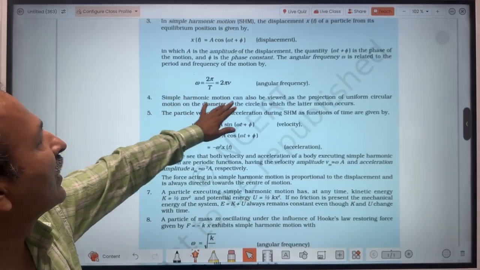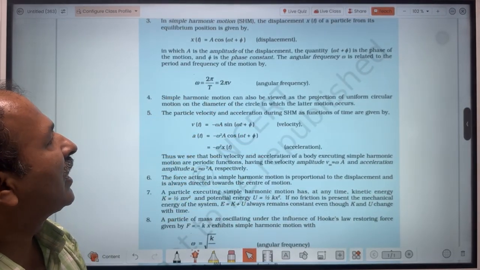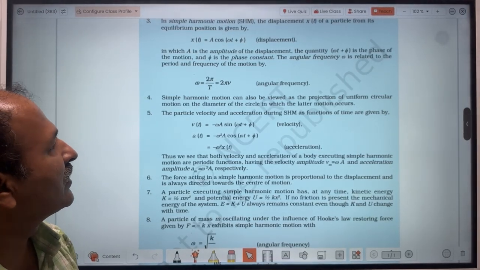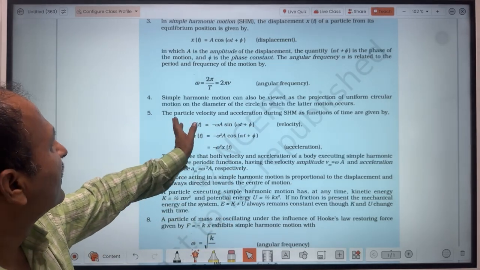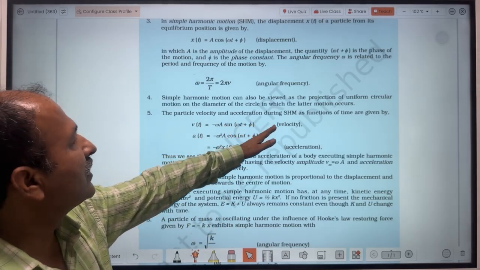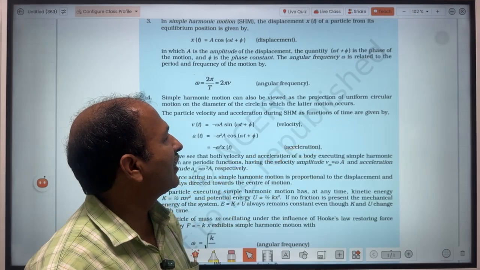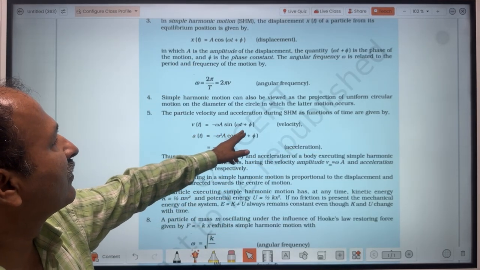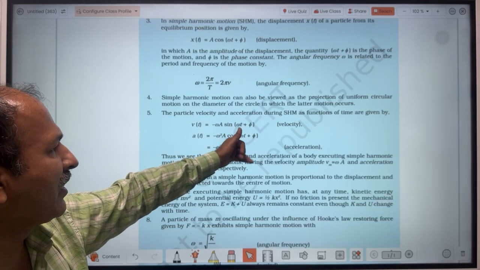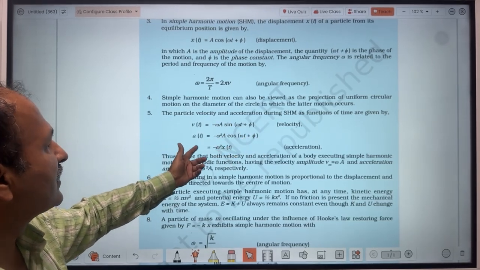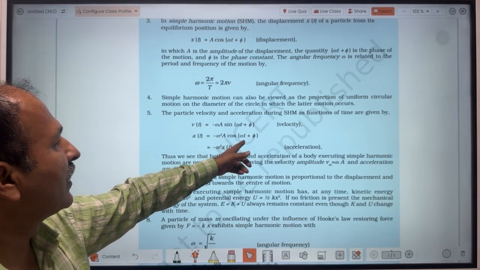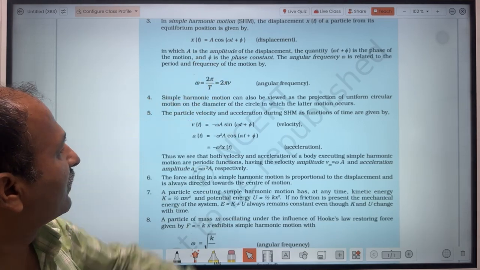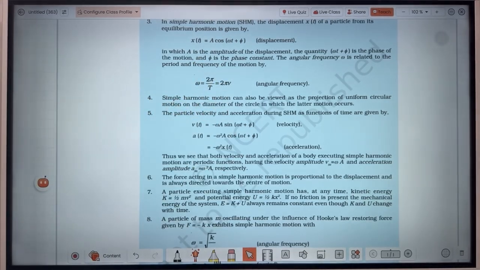Then comes simple harmonic motion, which can also be viewed as the projection of uniform circular motion on the diameter of the circle in which the latter motion occurs. That you will understand. The particle velocity and the acceleration during SHM as a function of time are given by v(t). If we differentiate this equation, we will get minus omega a sine (omega t plus phi), which is velocity. This can be maximized or minimized. Similarly, acceleration will become minus omega square a cos (omega t plus phi), or minus omega square x, because a cos (omega t plus phi) is x itself. I think up to here you have understood.